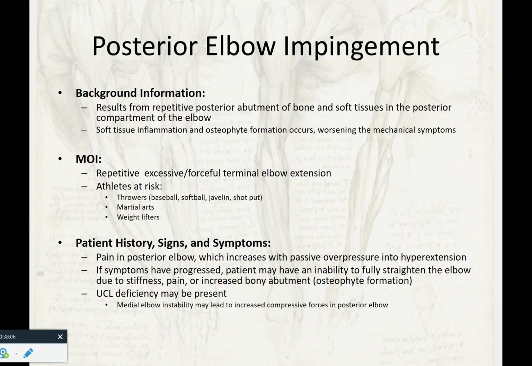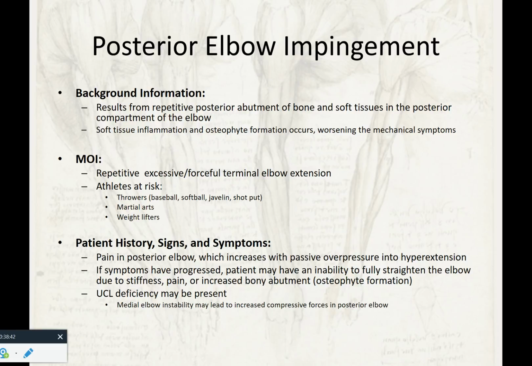Athletes at risk include throwers, martial artists, and weightlifters. Anything that involves forceful terminal elbow extension, such as releasing a ball at full elbow extension or punching someone in the face, like in a martial artist. Patient history, signs, and symptoms include pain in the posterior elbow, which increases with passive overpressure into hyperextension. If symptoms have progressed, the patient may have an inability to fully straighten the elbow due to stiffness, pain, or increased bony abutment, aka osteophyte formation. Think here of Wolff's Law.